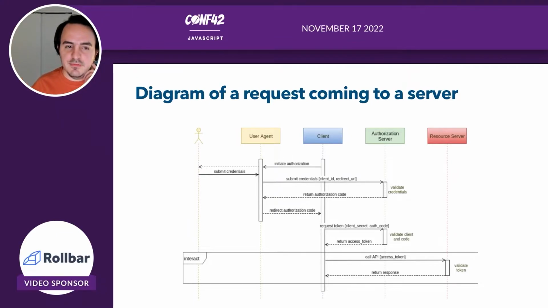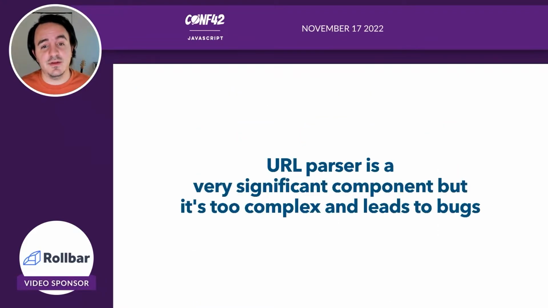Basically, every arrow from left to right includes a URL, and for every left to right request, it needs to parse and understand what that URL is and what the path is. So that's where URL parsers come in. A URL parser is a very significant component, but it's too complex and leads to bugs, and that's why nobody wants to focus on it.